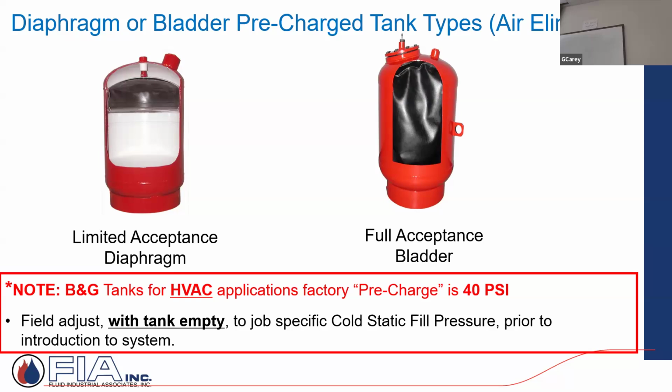And the other thing is field adjust with the tank empty to job-specific cold static fill pressure prior to introduction of the system. The contractor should not be attaching this to a system that's filled and then trying to charge it if he's making some adjustments. We always want to do it before, because once we attach it to the system, it's seeing system pressure. When you use a tire gauge or some kind of gauge to ask what's the pre-charge, you're just reading system pressure. So always tell them, before it gets attached to the system, just standing alone, what is it?